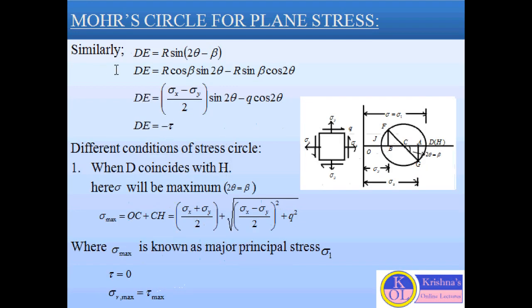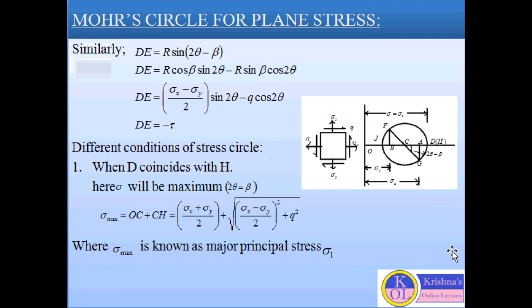Similarly, from this triangle, DE will be R sin (2 theta minus beta). After simplification of this expression, we get the equation (sigma x minus sigma y) by 2 sin 2 theta minus Q cos 2 theta. This is the equation of the shear stress, equivalent to tau. So DE will be tau. Here DE represents the shear stress and OE represents the normal stress. We will now discuss different conditions of the stress circle.